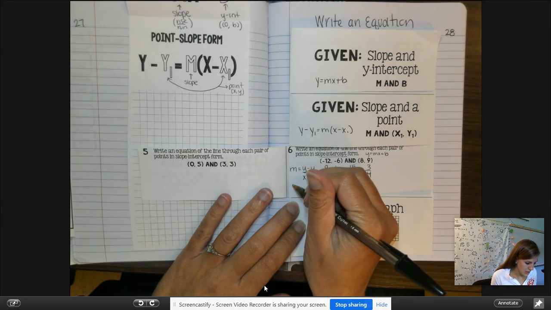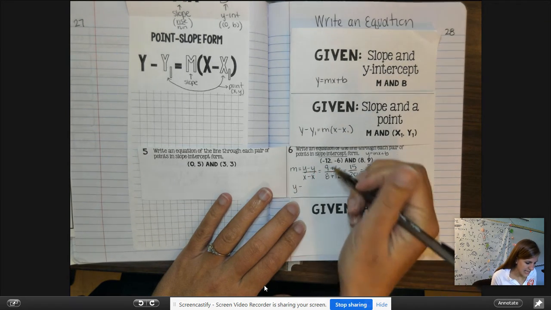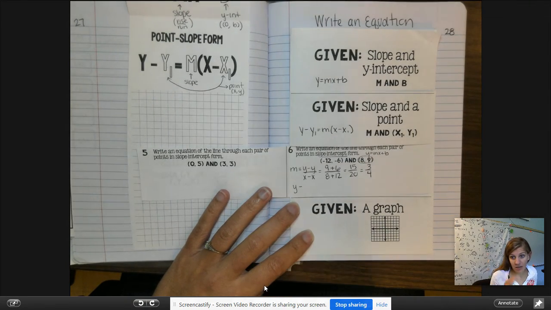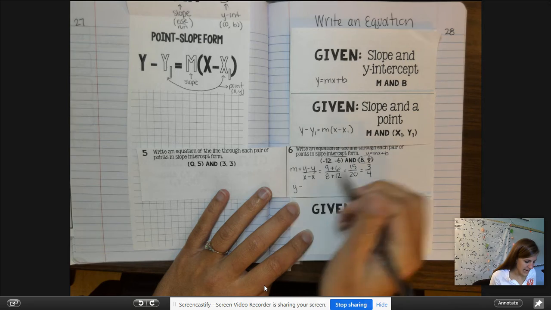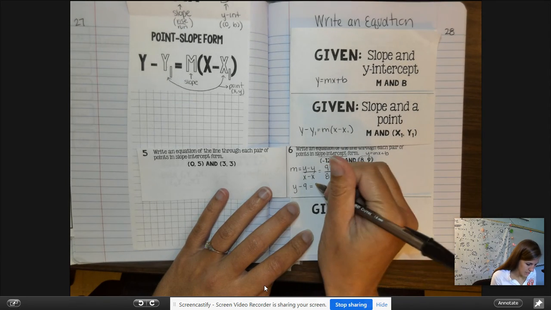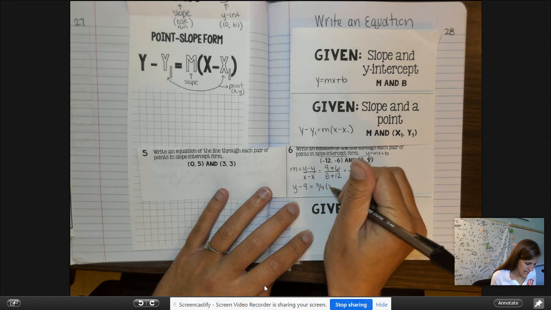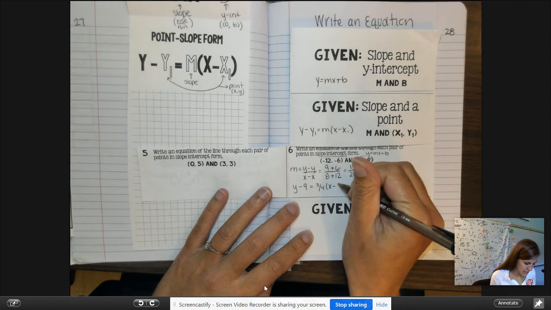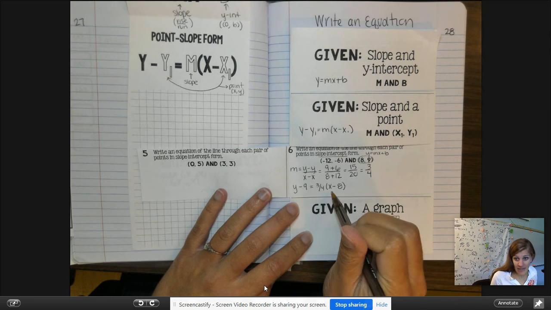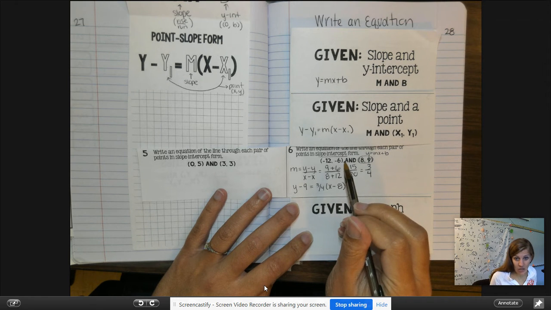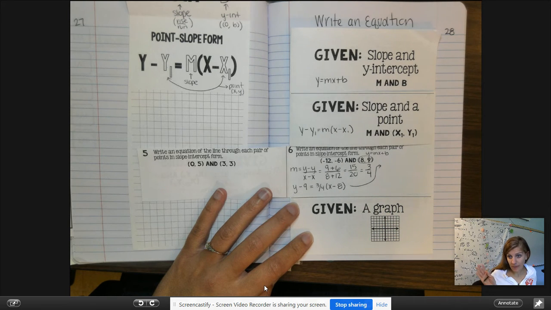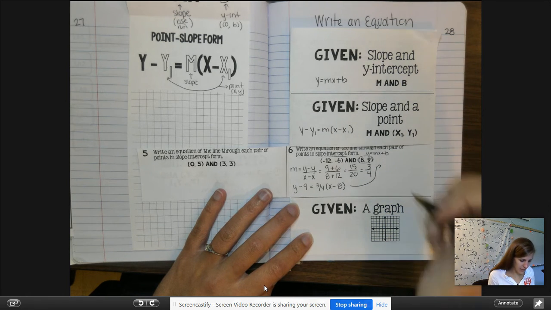So I'm going to do y minus, and I'm going to pick this point just because there are no negatives involved, so I can't really goof stuff up. So we're going to do y minus that y value equals m, so 3/4, parentheses x minus that x value, so 8. Now, I can't leave it in that form because they want it in slope-intercept form, but we can do like we did the last time and distribute and then move the y value over.